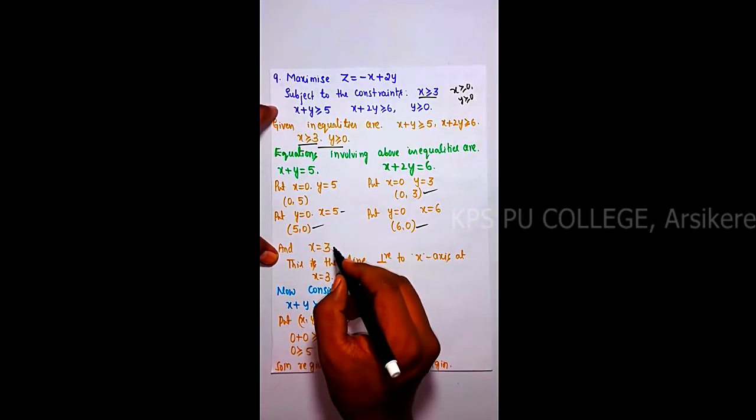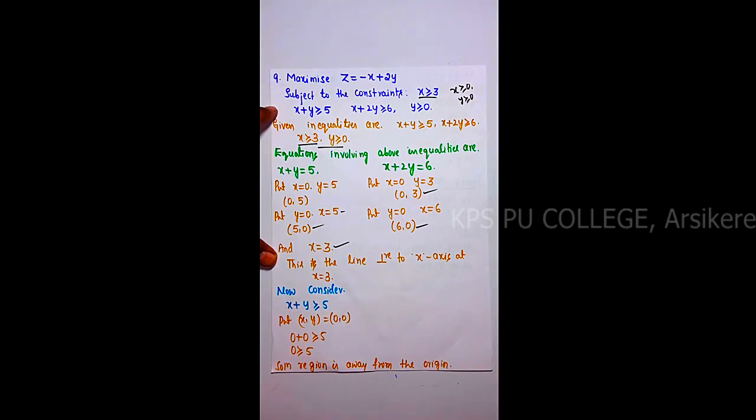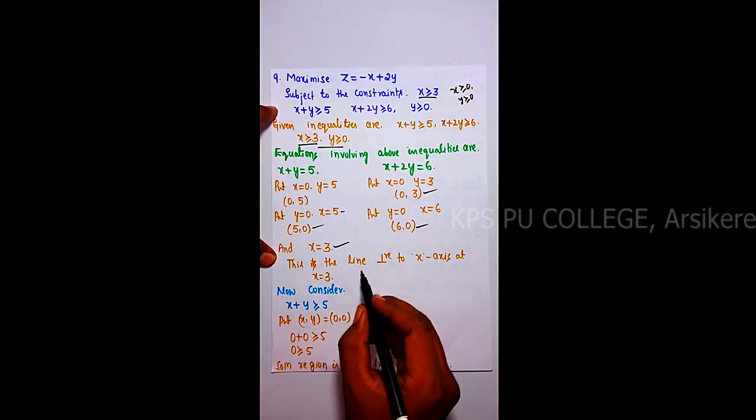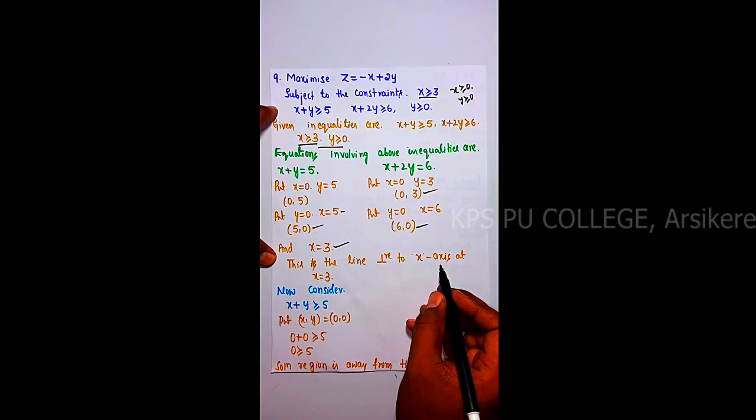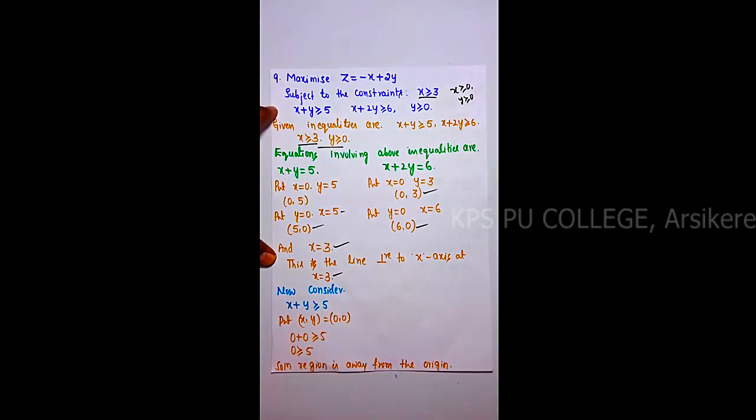And the third one, what is the third one here? x is equal to 3. What is x is equal to 3? This is a line perpendicular to the x axis at x is equal to 3.